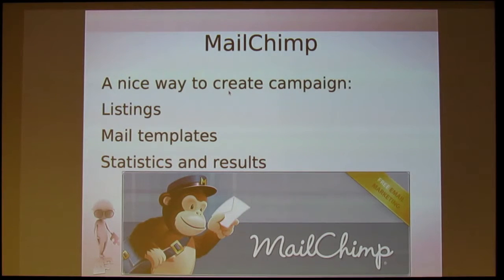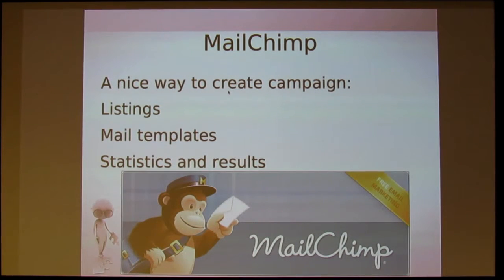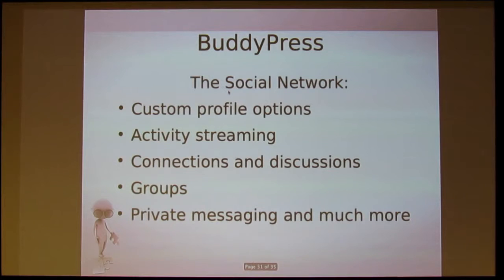MailChimp is a good solution for online campaigns. You can create mailing lists for online marketing. With this, you can create different templates, and you can really easily check the statistics and results of your campaign. You can also use MailPress or MailChimp along with Gravity Forms. They're connected together as well.